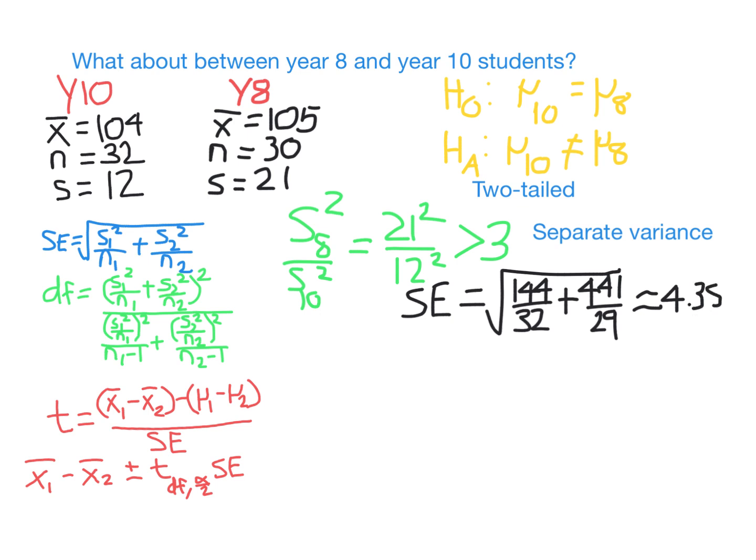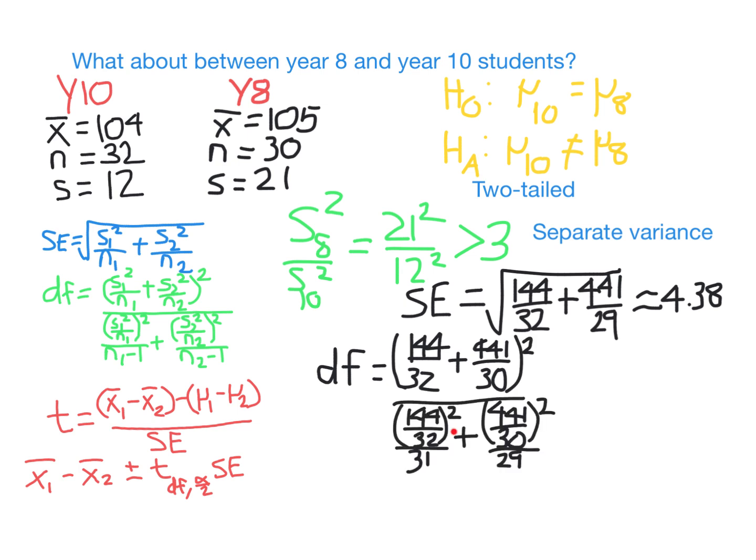4.38. Now in the separate variance t-test, the annoying thing is calculating the degrees of freedom. So here for the degrees of freedom, the numerator will be 144 over 32, plus S2 squared is 441 again, and N2 is 30, and then we have to square that. That gives us the numerator. So we substitute basically the same numbers into the denominator. So if we put that in our calculator, we don't get a whole number. It's about 45.5, so we round up to 46.